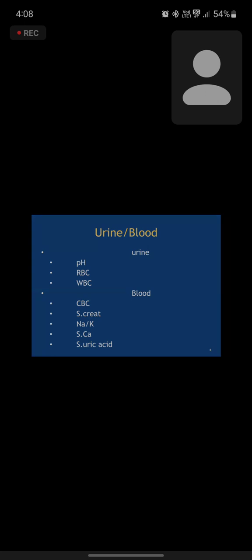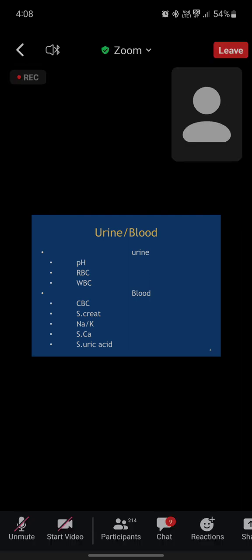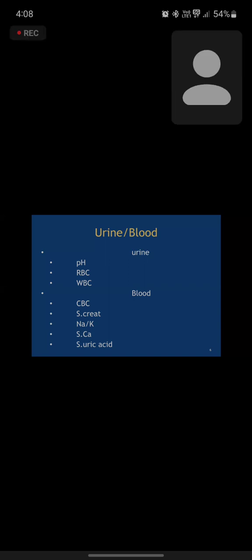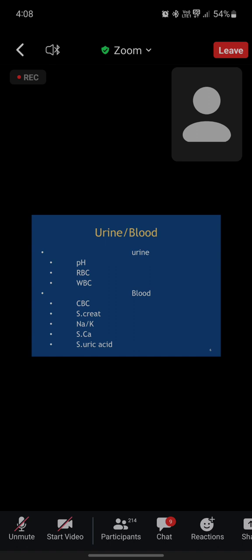Then comes investigation. You can do lots of investigations, but there are some specific investigations and their interpretation in stone disease. First is urine investigation. pH, as I told, normal urine pH is around 6.5. Most of the stones, calcium oxalate stone, which is the commonest, are present at this pH.